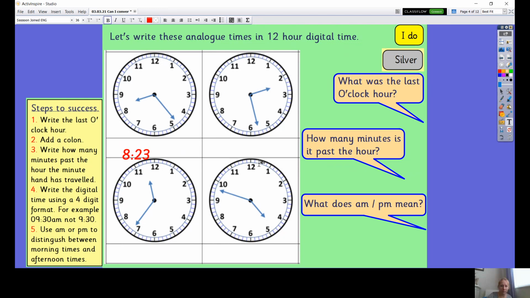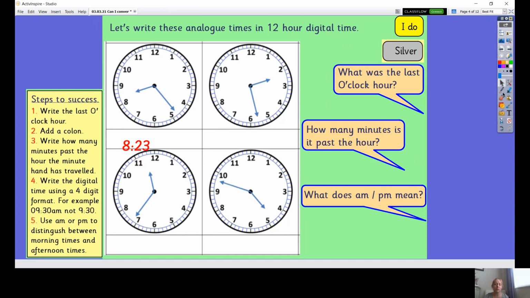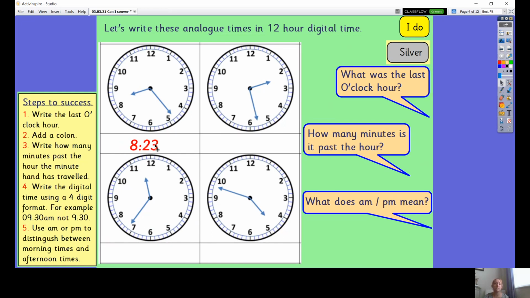So I'm just looking at it from different angles, thinking, is that 23 or is that 24? It doesn't matter. And actually, when we mark your work, we'll always know if you're a minute out, we'll let that slide. Okay, so I had to write the last o'clock hour. I had to do my colon, and then I wrote how many minutes passed. Now, here, number 4, this bit's quite important. Not that much for what we're doing today, but it is important when we move on to some other stuff, so we need to get used to doing it.